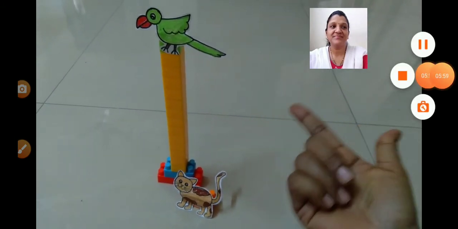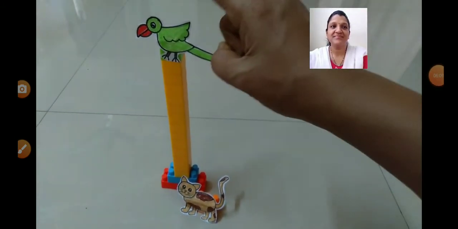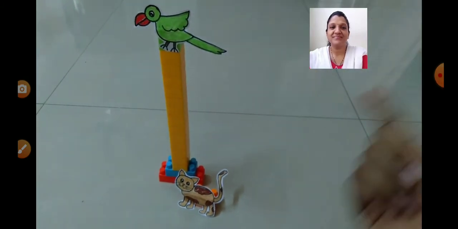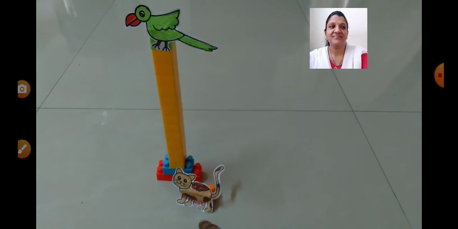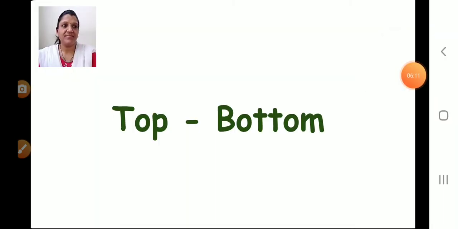So where is the parrot now? On the top of the pole. Where is the cat? At the bottom of the pole. So have you seen the children? Where was parrot sitting? On the top of the pole. And where was cat sitting? At the bottom of the pole. So our next topic is top and bottom. Let us understand it with the help of few pictures.